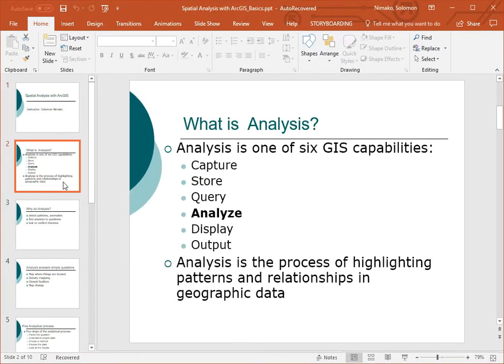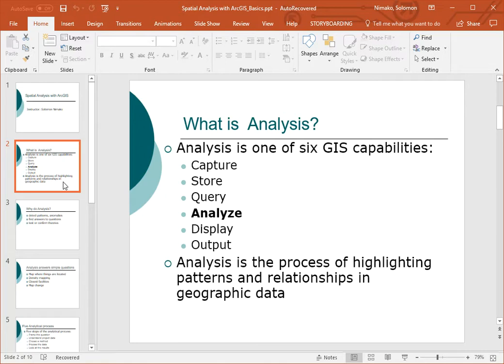So, we said analysis is one of the 6 components of GIS. And primarily, GIS has the ability to capture data. We have the ability to store. We have the ability to query, and then we can also analyze, and that's what we are doing, the analysis component of that. But then we can also display, and then we can also give an output.